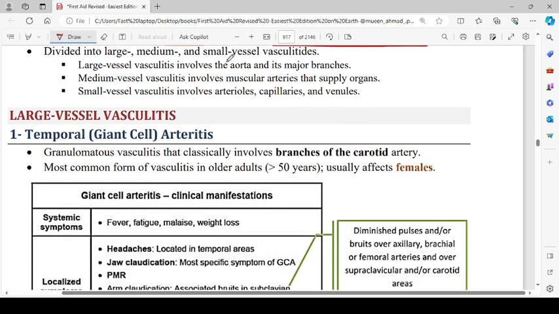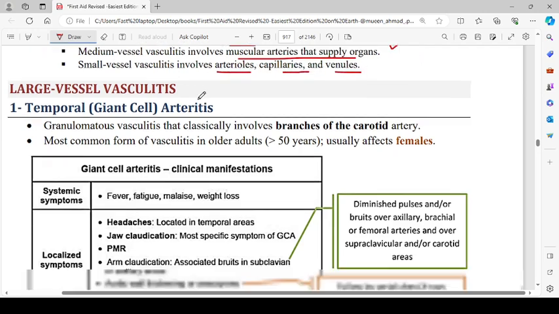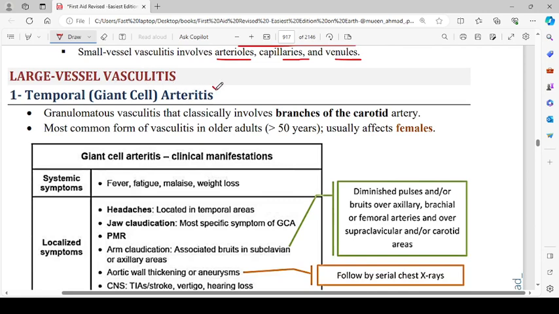It is divided into large, medium, and small vessel vasculitides. Large vessel vasculitides involve the aorta and its major branches. Medium vessel vasculitis involves muscular arteries that supply organs, and small vessel vasculitis involves arterioles, capillaries, and venules. For the large vessel vasculitis, the first one is temporal or giant cell arteritis.